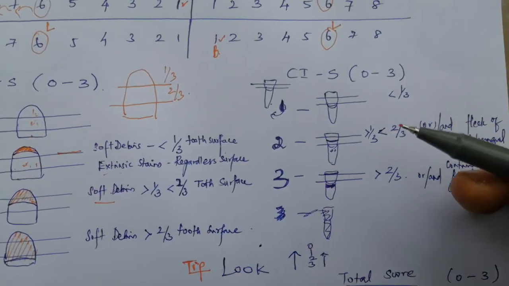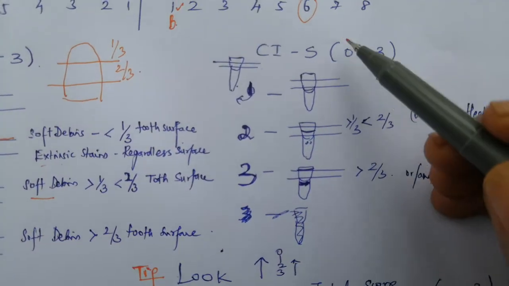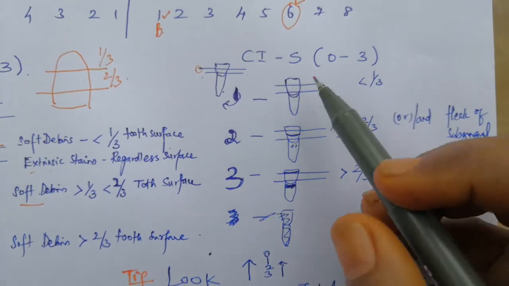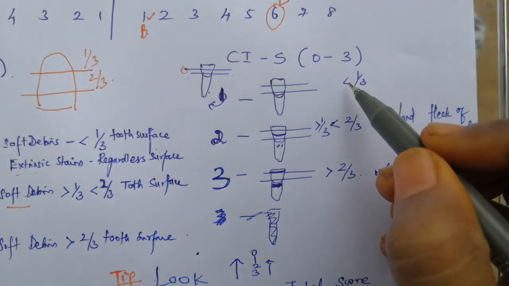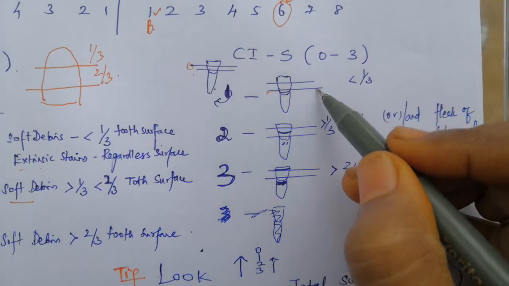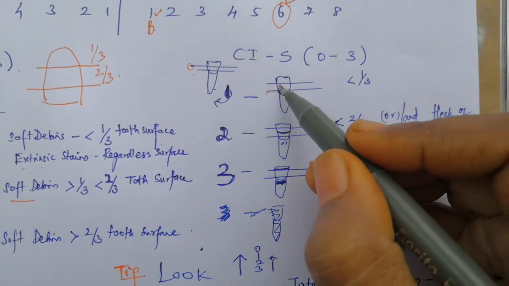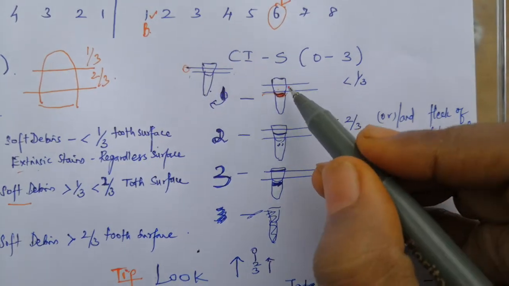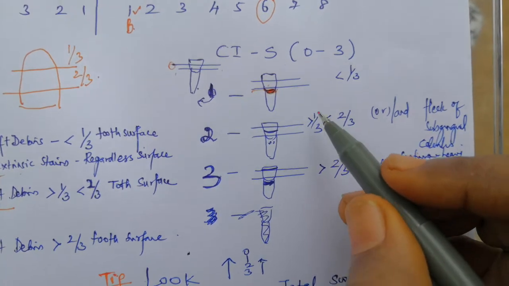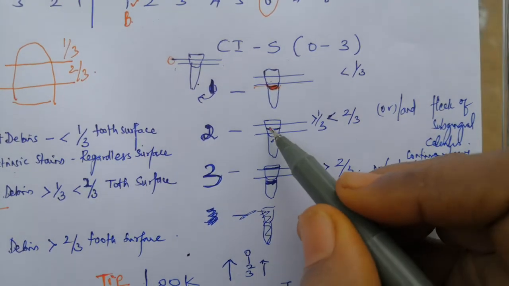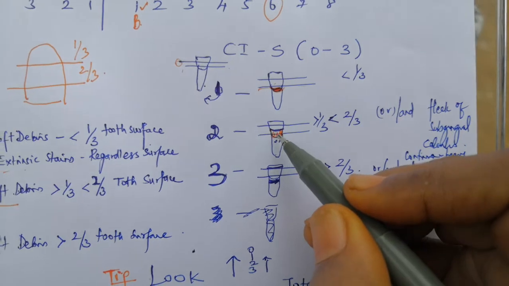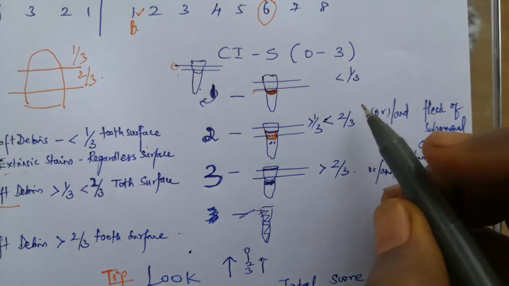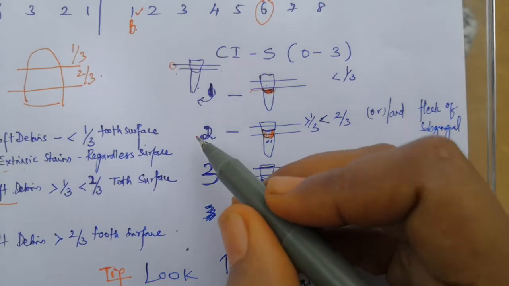So the next one is the calculus index. The calculus index also we can score from 0. If there is no calculus, 0. If there is calculus extending only less than 1/3, here is the 1/3, 2/3, then it's 1. If it is greater than 1/3 and less than 2/3, till here, then you can score 2.